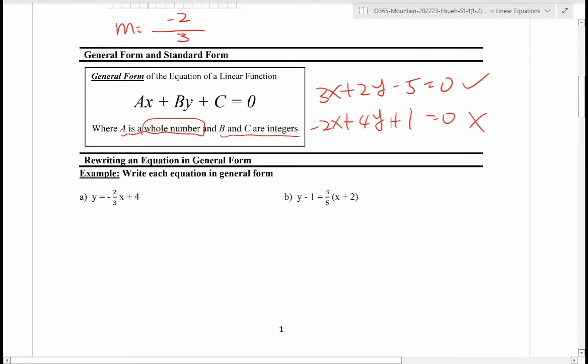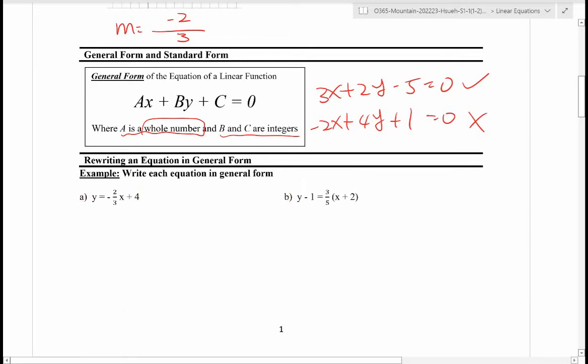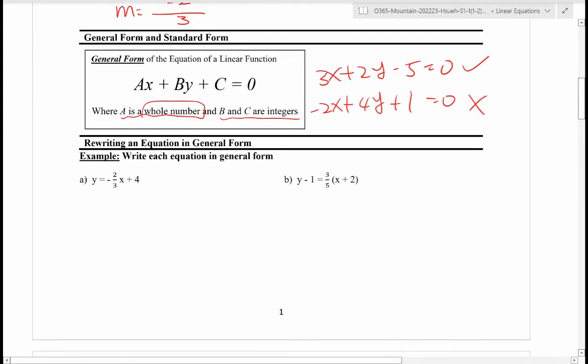It says write each equation in general form. You see that this is in slope-intercept form and this is in the slope-point form. We are going to convert both into general form. The key is that we cannot have any fractions. So to get rid of fractions, what we can do is multiply both sides by the denominator of 3. What that does is this 3 and the denominator of 3 will simply cancel out. However, you still need to multiply 3 with the rest of the terms.